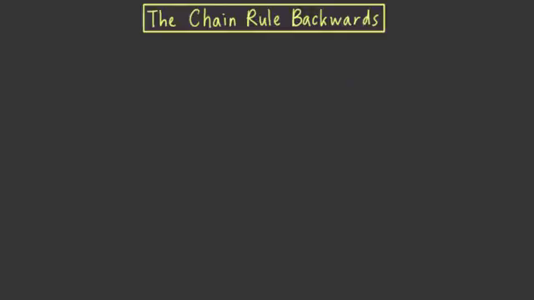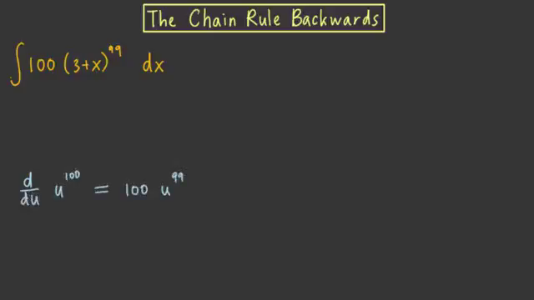First, what function can we differentiate to get 100 times (3 plus x) to the 99th power? Well, we can expand this 99th power and integrate each term one by one, but we can be much faster. We know that the derivative of the 100th power of a variable is proportional to its 99th power. So let's make a guess. Let's try to differentiate (3 plus x) to the 100th power and see what we get.